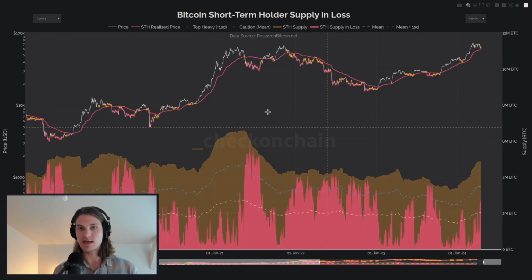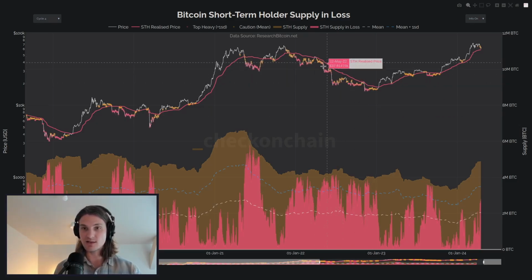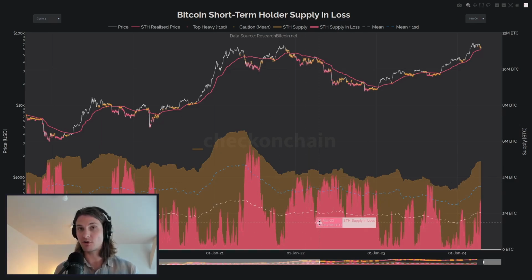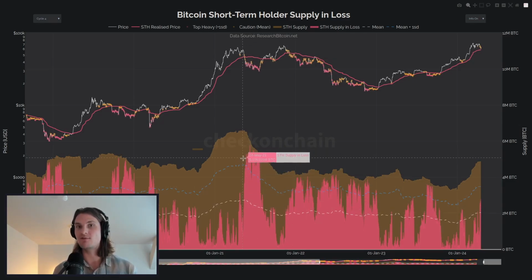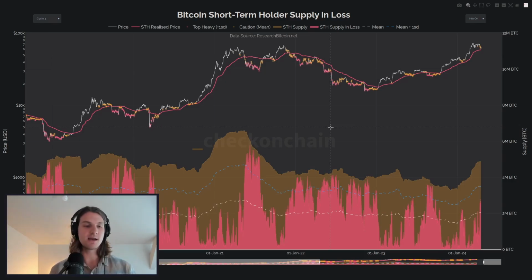And notice that when we get down below that short-term holder cost basis, it's really what creates that top heaviness. These orange and red bubbles are based on how much supply is in profit or loss, not on the short-term holder cost basis. But when we slice down below it, it's usually coincident with us getting into a bit of a top heavy market. So I'll leave it there, because all of these details on how we define top heaviness, you'll find in our Substack as well.